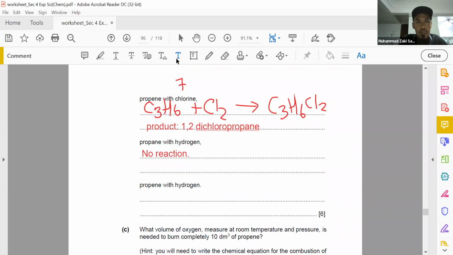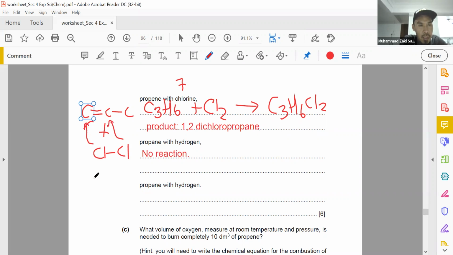Okay, let me show you. This is propene. When you add chlorine, one chlorine will go here, one will go here. After that, you have carbon 1 and carbon 2 occupied by chlorine. This is the rough drawing. Okay, how about propene and hydrogen?